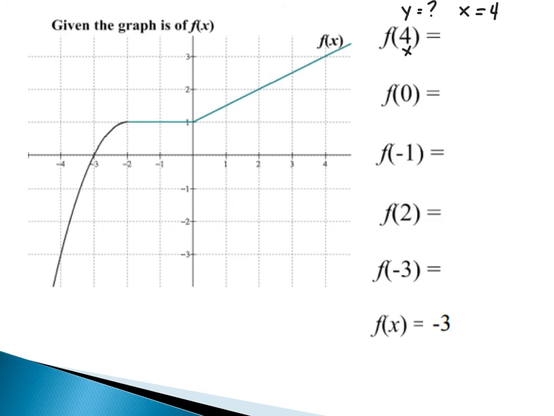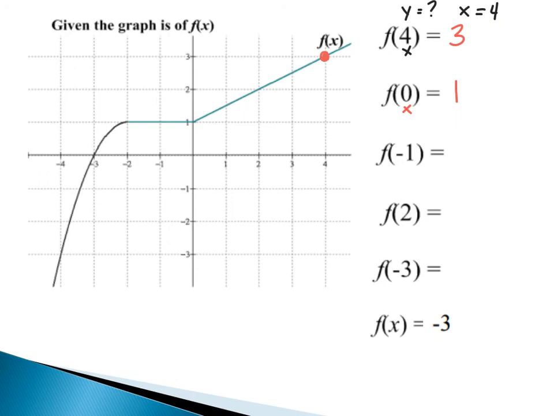Well, if I look at my graph, when x is 4, I look at my y, and my y is 3. That's describing that point right there. So f of 4 is simply equal to 3. Same idea: f of 0 tells me x is 0. When x is 0, what is y? y is 1. So notice it's just simply reading graphs.